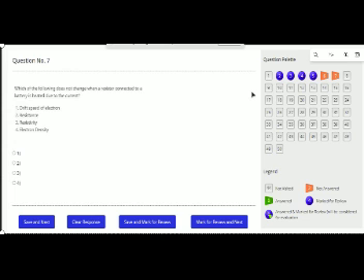Yeah, good morning. This question is from the chapter of current electricity. The question is about a resistor which is connected to a battery and the heating of the resistor happens. Now, the question is: due to the heating effect of current, which aspect does not change due to heating?